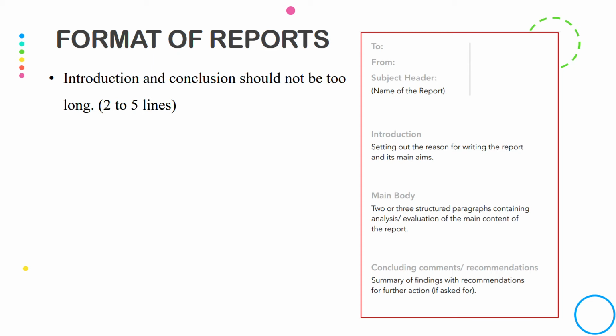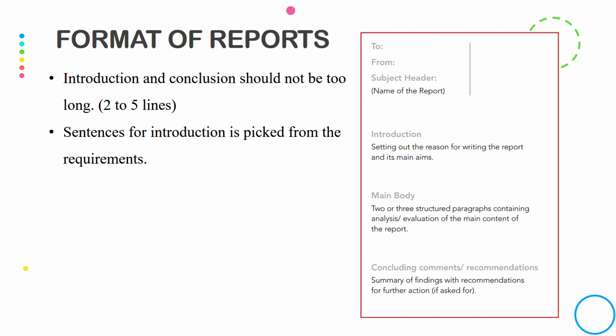Introduction and conclusion is basically, I have given an estimate also, 2 to 5 lines only, not more than that. Your introduction and conclusion can be 1 line also. It's absolutely fine. It could be 2 lines, it could be max 5 lines. So 2 to 5.